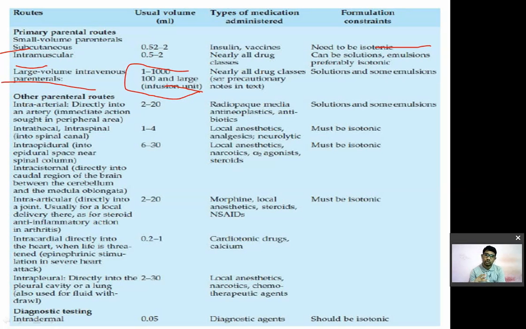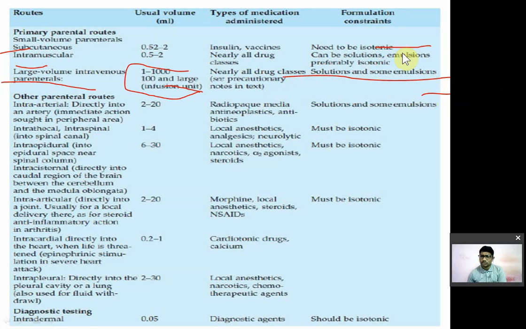एक बार एडमिट हुआ है तो 15-20 दिन उसको सलाइन पे ही चलता है. So large amounts, several liters of fluid with drug, can be administered by intravenous route. Remember, nearly all kinds of drug classes can be administered by intravenous route. Now, in case of intravenous, only solutions and emulsions.